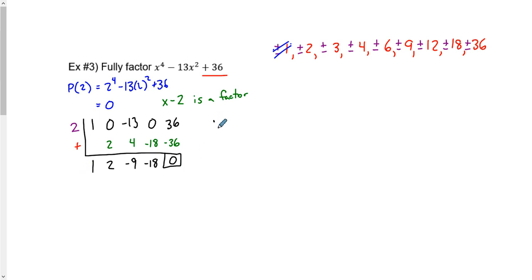So this is an x cubed plus a 2x squared minus a 9x minus an 18. Notice how I'm putting it over here? It's actually for a reason.